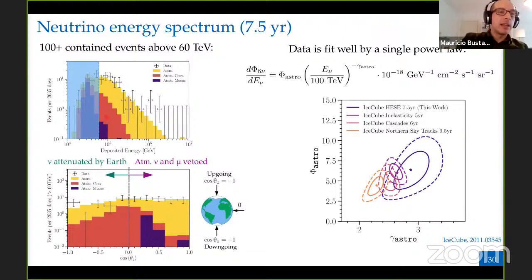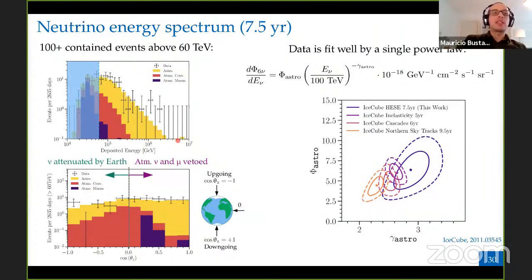And you see here the number of neutrinos collected, the number of events, seen in the y-axis as a function of deposited energy. And deposited energy is the energy that is inferred from the light collected by the photomultipliers. And the data is the black points with the error bars. And you see several contributions. You see atmospheric muons in purple, atmospheric neutrinos in red, and astrophysical neutrinos in yellow. And you see that you need astrophysical neutrinos in order to explain the data.